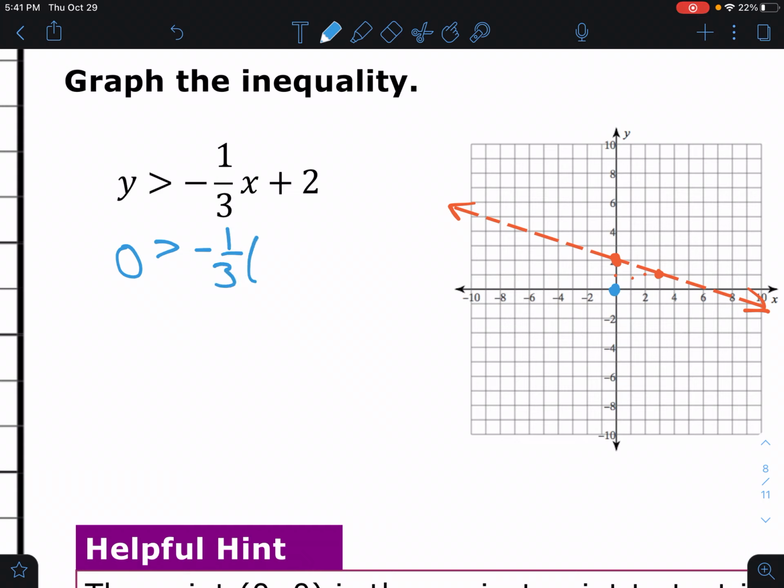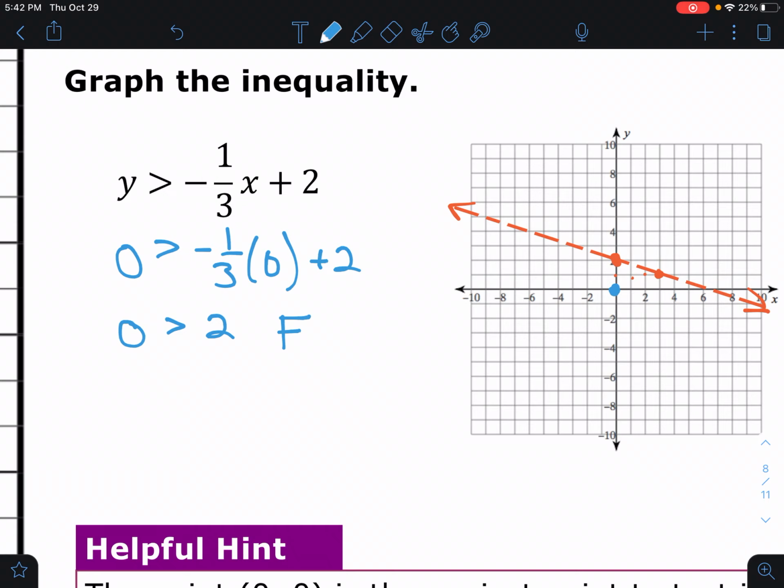-1/3 times 0 plus 2. So really this gives us 0. -1/3 times 0 is 0, plus 2 is 2. So is 0 greater than 2? No, that's a false statement. So 0, 0 is not in the solution region.